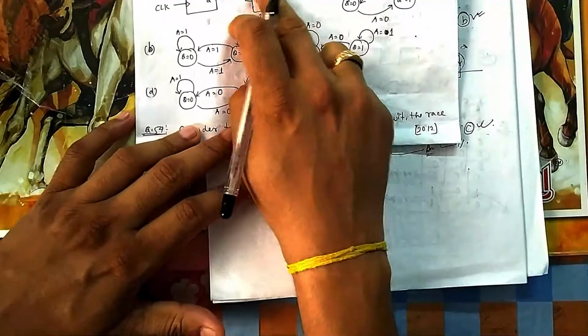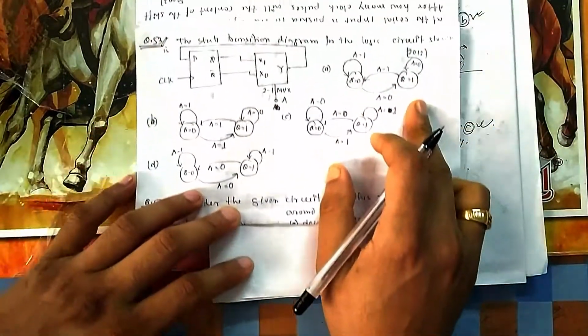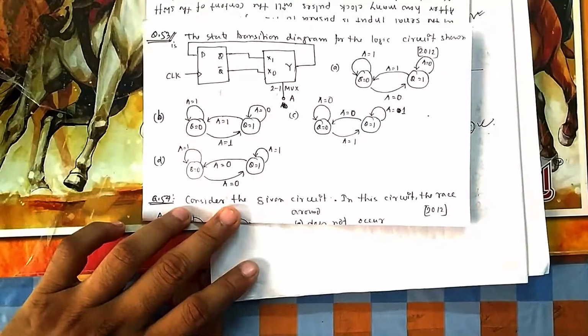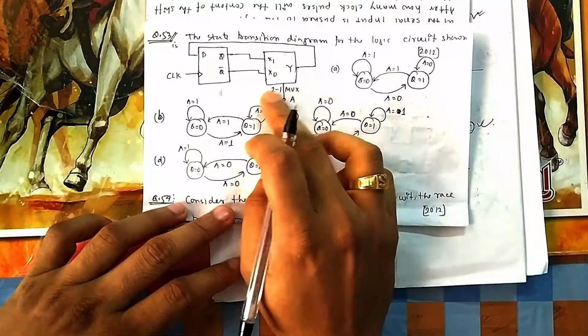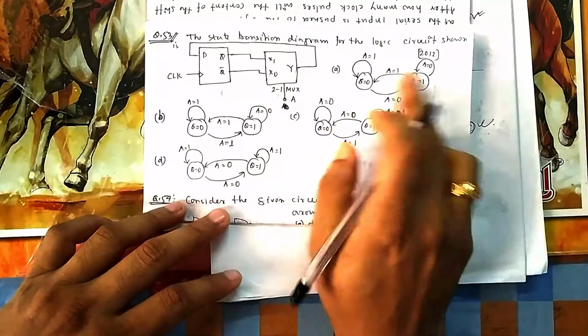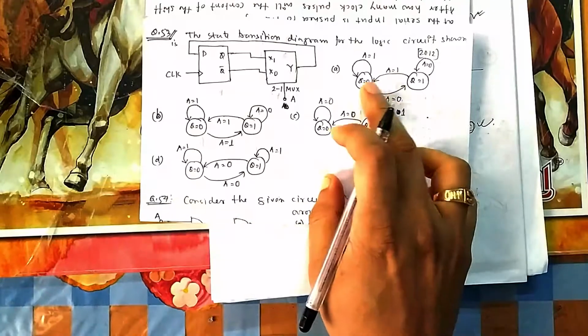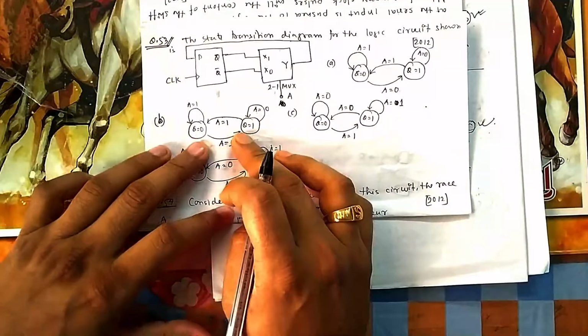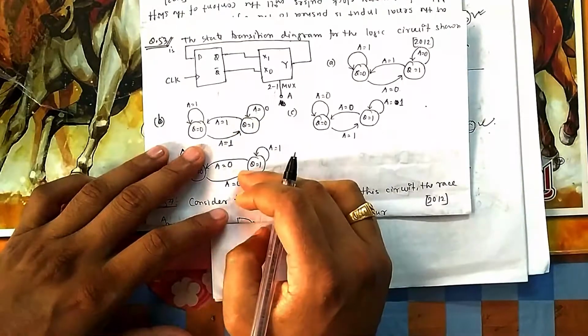The transition diagram of the logic circuit is shown in the figure. This is a D flip-flop, then a 2 to 1 mux is there, and then these states you have to see. So these are the states of Q, and if you change A, how does Q change? That's the question they are asking.